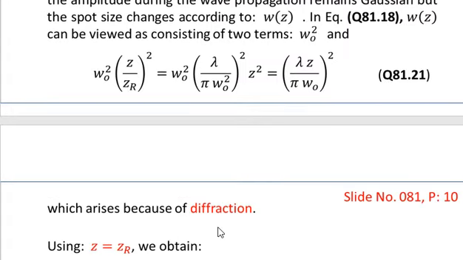which arises because of diffraction, because this term contains lambda, it is lambda dependent. So this term could expand with the variation in wavelength of light, because the light will undergo diffraction. That is why this term is there: the diameter of the laser beam expands due to diffraction at the aperture from which it comes out.